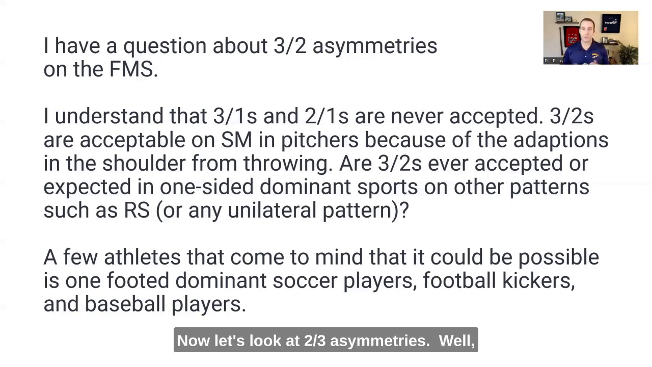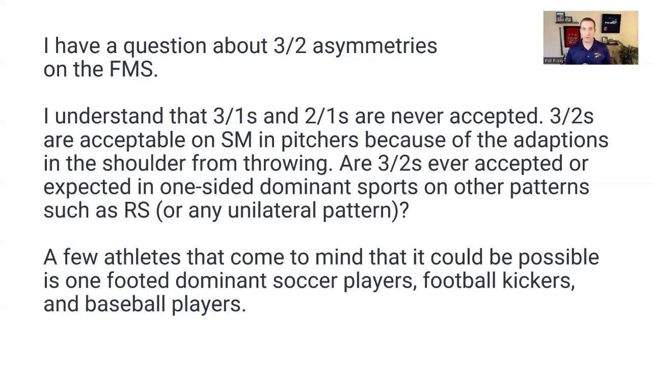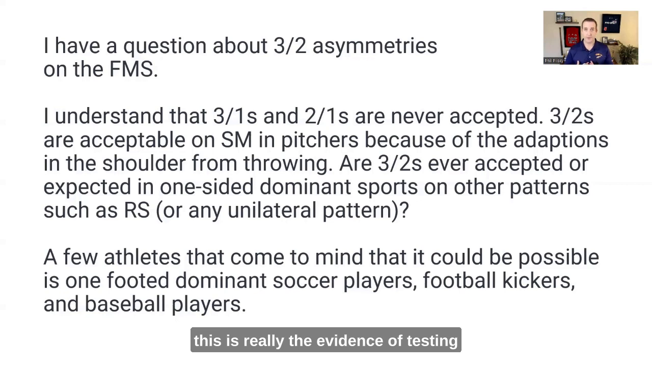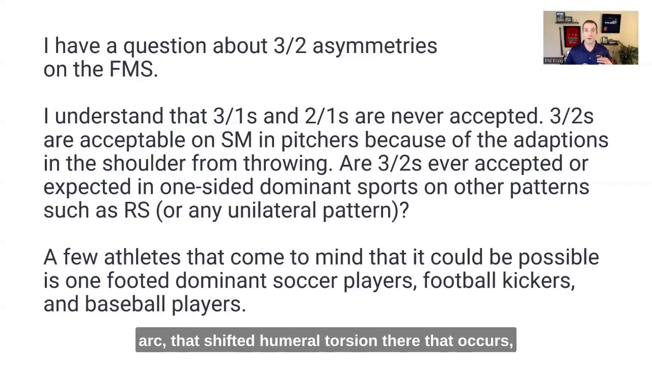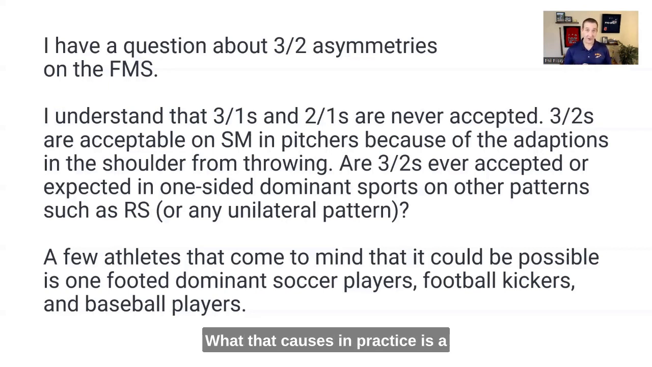Now let's look at 2-3 asymmetries. In the shoulder, in pitchers in particular, and this is really the evidence of testing hundreds and hundreds of pitchers over time, we know that they have that shifted total arc, that shifted humeral torsion that occurs, and that arc shift is normal and desirable. What that causes in practice is a 3-2 asymmetry, and that's totally okay.